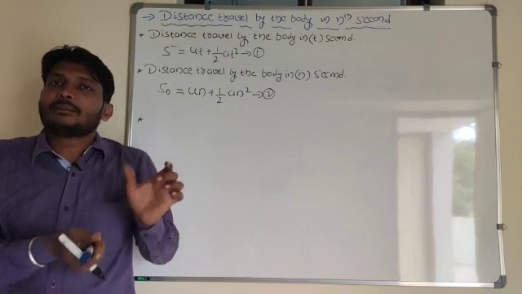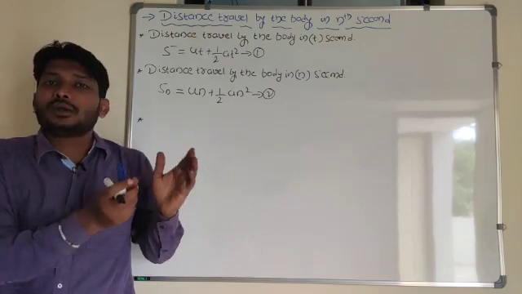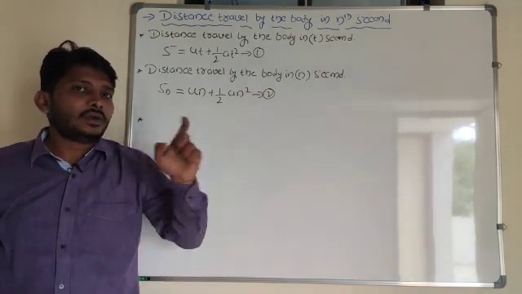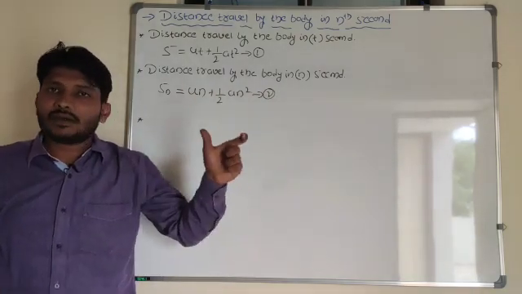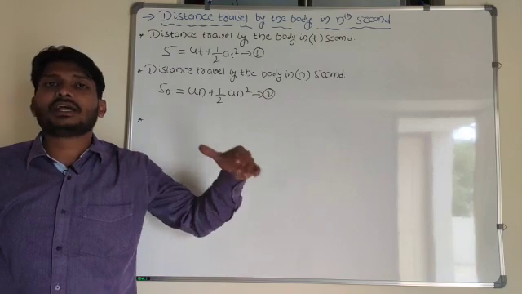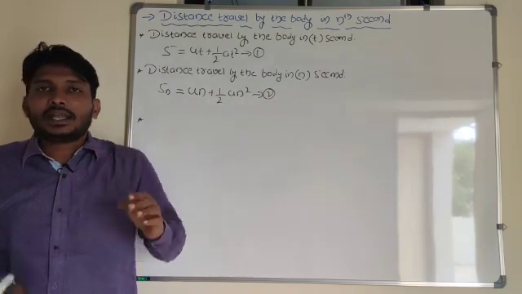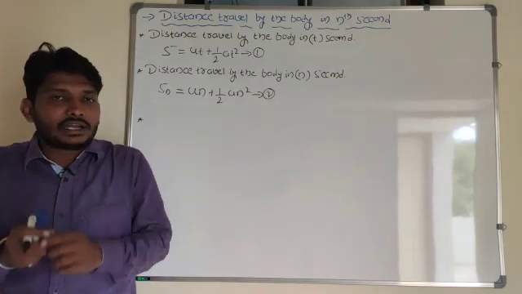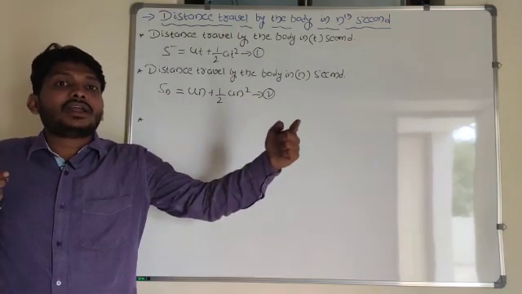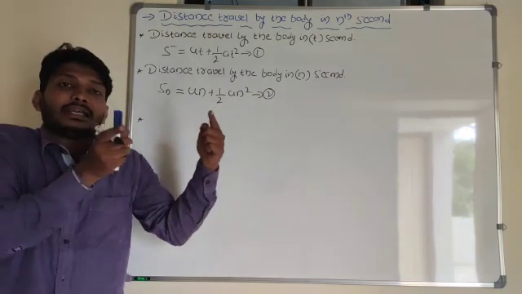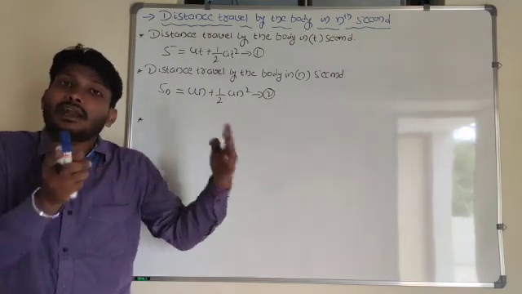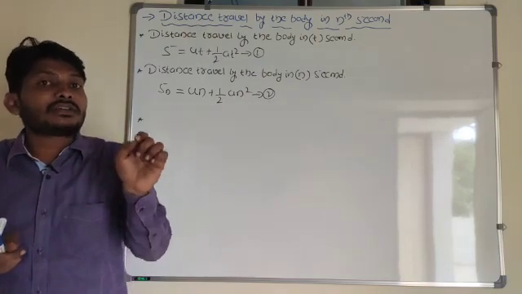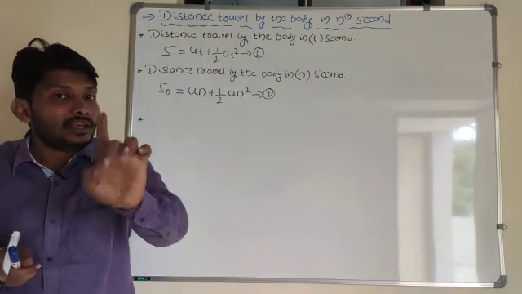For example, my duty is to find the distance traveled by the body in the 10th second here. Look here, what is my intention? In order to find the distance traveled by the body in the 10th second, I will take the distance traveled by the body in 10 seconds minus the distance traveled by the body in 9 seconds. So 10 minus 9. So we will get the expression for the distance traveled by the body in the nth second here.